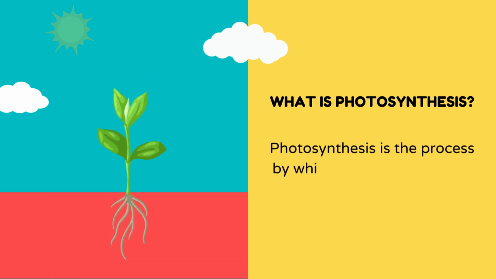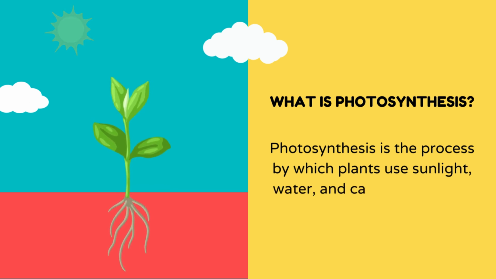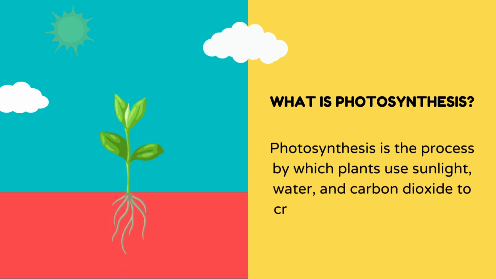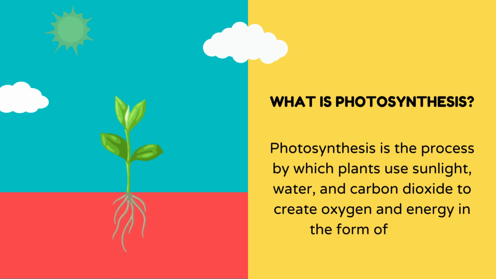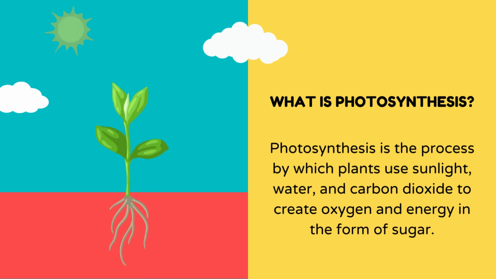Photosynthesis is the process by which plants use sunlight, water and carbon dioxide to create oxygen and energy in the form of sugar.